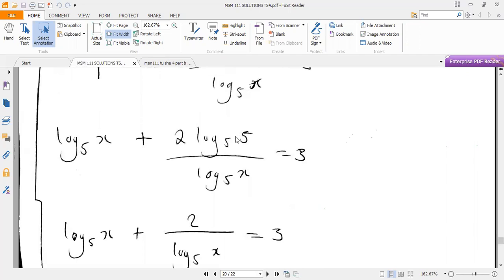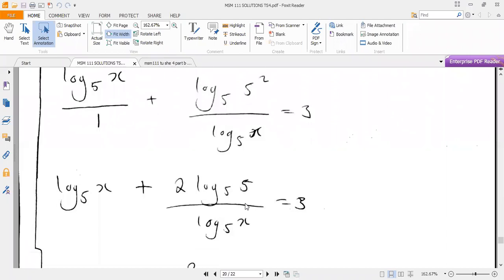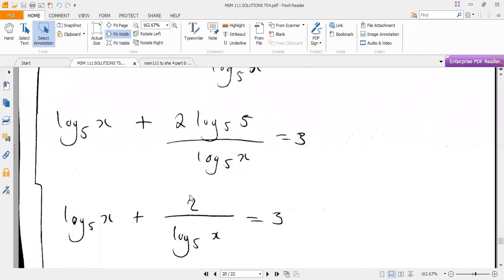5 squared, we know that the 2 can come down, isn't it? So we have 2 times log base 5 of 5. Now what is log base 5 of 5? We know that log base 5 of 5 is simply 1. So 1 times 2, this is the 2 we're getting. We don't do anything with the term down here. So it will be 2 over log base 5 of x is equal to 3.